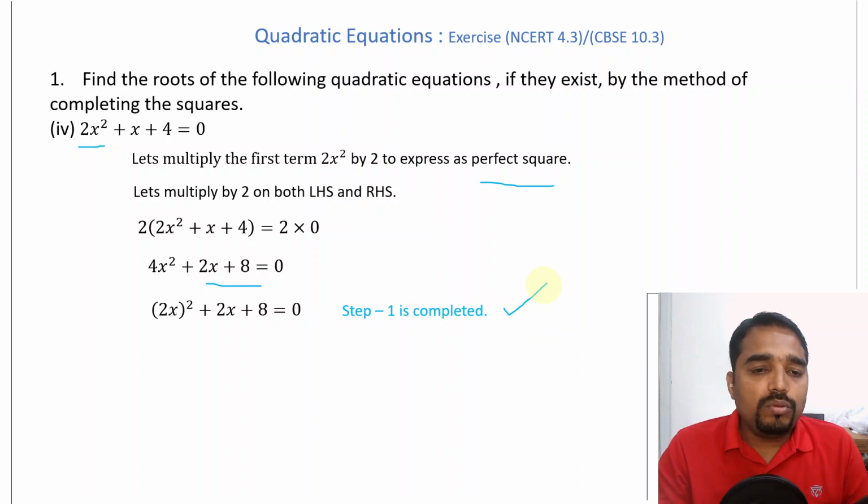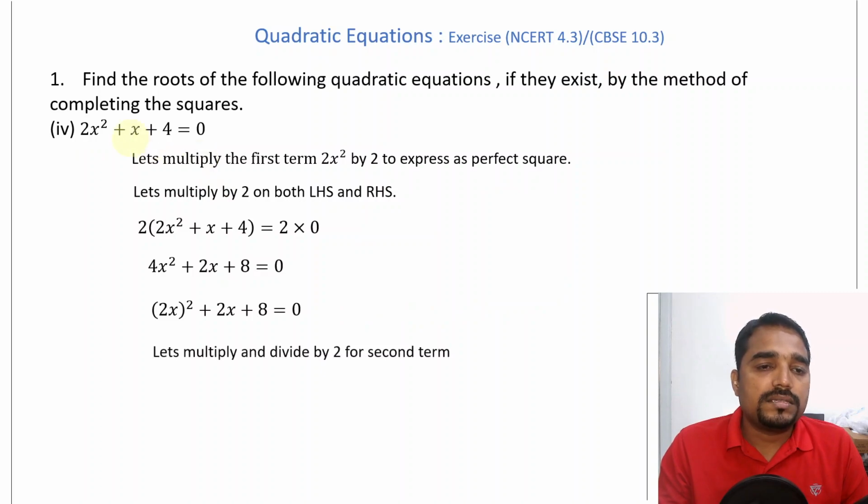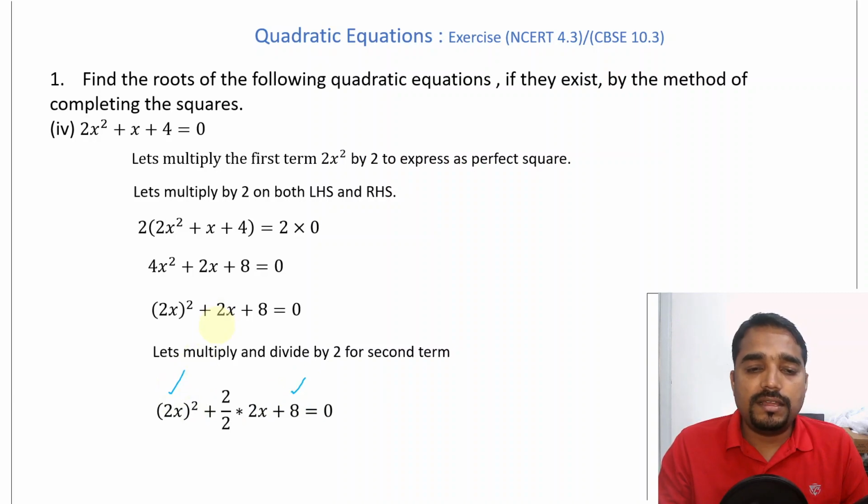Now proceeding to step number 2, that is to express the middle term as a 2ab term. Middle term is now 2x. Now this 2x has to be expressed as a 2ab term. For that, let us multiply and divide by 2 for the second term. That is 2x whole square as it is plus 8 as it is. The first and last term would remain as they are, whereas for the second term, we would be multiplying and dividing by 2, that is 2 by 2 into 2x.